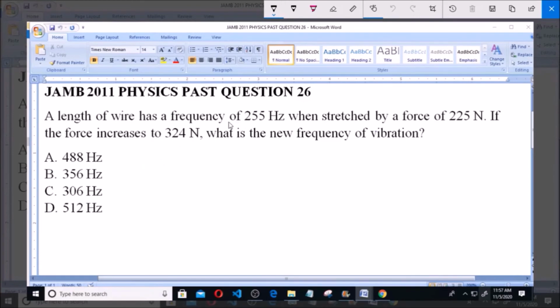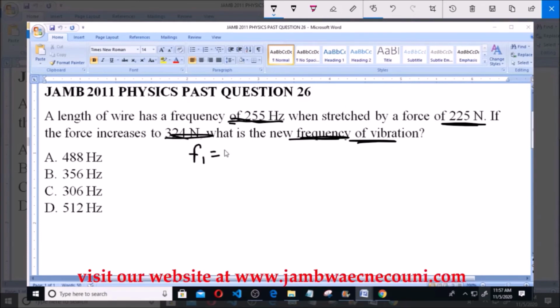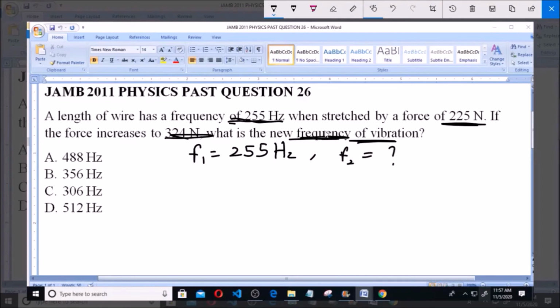So we have a frequency of a wire given to us here when it is stretched by this force, and we're asked what the new frequency of vibration will be if the force is increased to this. So F1, the initial frequency at this particular force, is 255 Hz, and F2 is what we are looking for, the new frequency. Now we'll describe the forces as T. So T1 is 225 Newton, and T2 is 324 Newton.